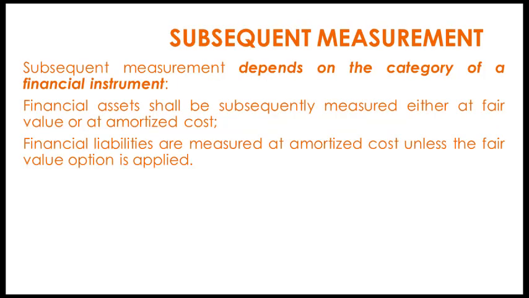Now, subsequent measurement, again, depends on the category. If it is a financial asset, it shall be subsequently measured either at fair value or at amortized cost. Financial liabilities are measured at amortized cost unless the fair value option is applied. So it's really important for you to determine first what recognition method is used for the financial instrument, because it will affect the initial and subsequent measurement.